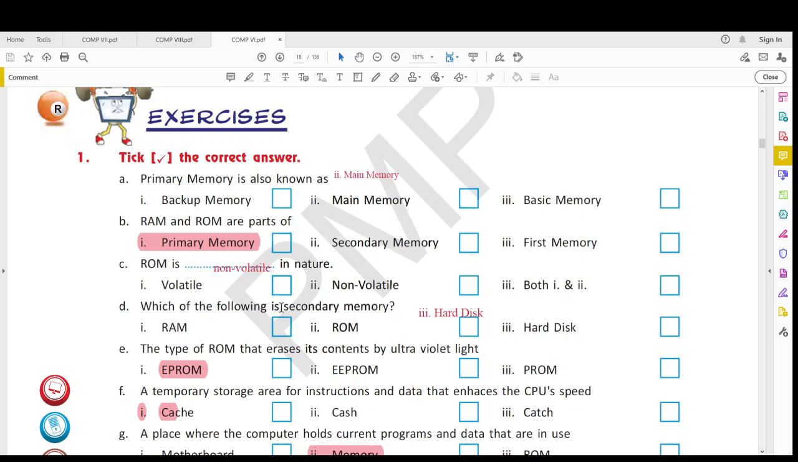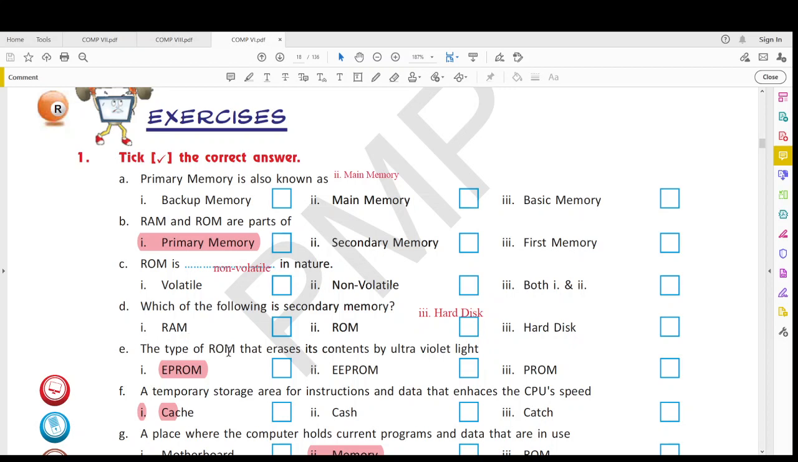Which of the following is secondary memory? Options are RAM, ROM, hard disk. So RAM and ROM, they are the primary memory. So hard disk is the right option. Hard disk is the secondary memory of the computer.